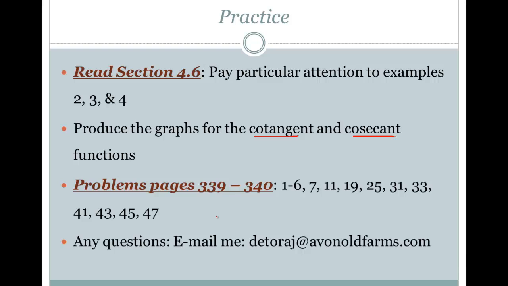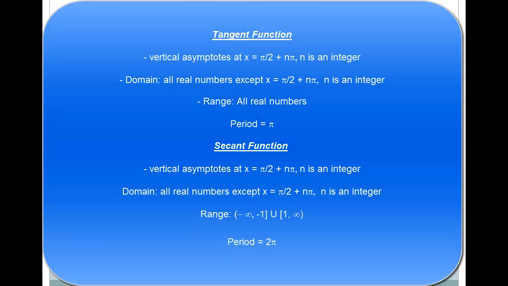But just to review, we looked at the tangent and the secant function. We had vertical asymptotes where the cosine function was equal to 0. We looked at the domain for both of those functions. The domain was all real numbers except for pi over 2 plus n pi, where n was an integer. And we saw that the period for tangent was pi, and the period for secant was 2 pi. And finally, we saw that the range for tangent was all reals, and the range for the secant function was negative infinity to -1, and 1 to infinity.